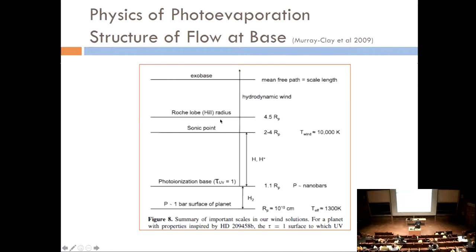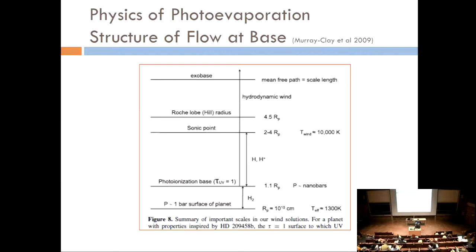Eventually, you pass the Hill radius, and there's an interesting question about whether or not the Hill radius is above or below the sonic point, but once you're past the Hill radius, you're no longer dominated by the gravity of the planet, and you're going to be dominated by the gravity of the star. And then somewhere up here is what's called the exobase. We don't need to go through that. But if you want to track this process in detail, you've got to track all of this. You need to actually be able to follow the photons coming into the planetary atmosphere, burning their way down and launching the wind.